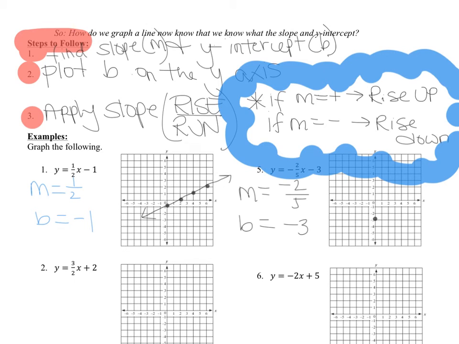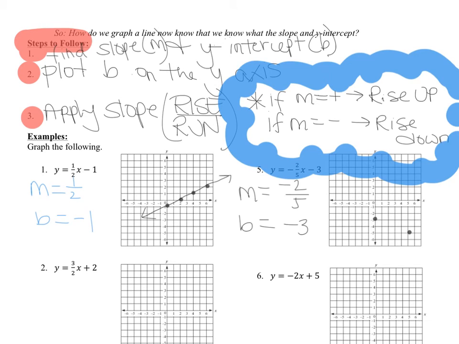Okay. Now notice the number on the top is 2, so I'm rising 2. The number on the bottom is 5, so I'm running 5. But notice the top is negative, so I'm not going to rise up. I'm going to rise down. So I'm going to rise down 2, and then I'm going to run to the right 5 and plot a point.